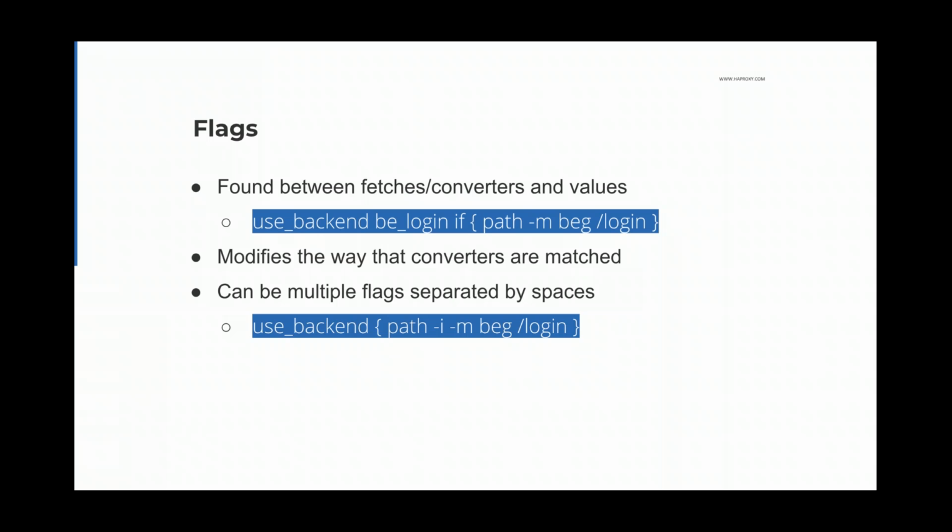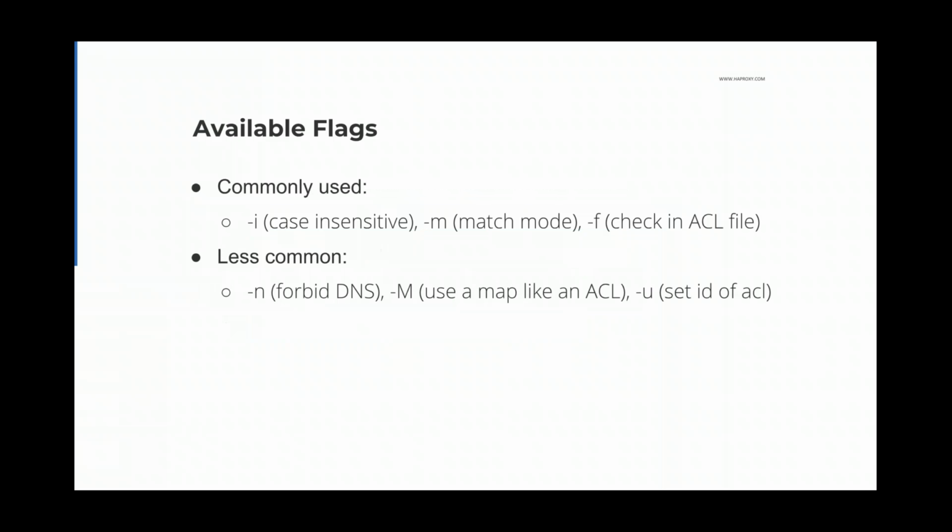So the middle section between your fetches and converters in an ACL are your flags. You will have zero or more flags. If you don't have any flags, every input sample, for example, a string is a direct match. An IP address will match the IP or IP ranges. You can also specify a given match mode via the -m. You can put as many flags as you want in there.